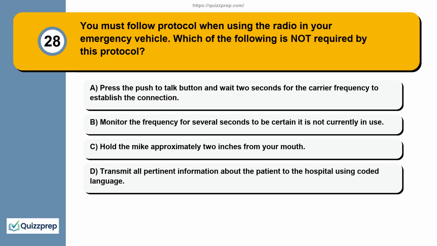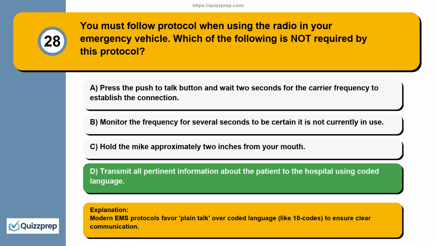Question 28. You must follow protocol when using the radio in your emergency vehicle. Which of the following is not required by this protocol? Press the push to talk button and wait 2 seconds for the carrier frequency to establish the connection. Monitor the frequency for several seconds to be certain it is not currently in use. Hold the mic approximately 2 inches from your mouth. Transmit all pertinent information about the patient to the hospital using coded language. Modern EMS protocols favor plain talk over coded language, like 10 codes, to ensure clear communication.